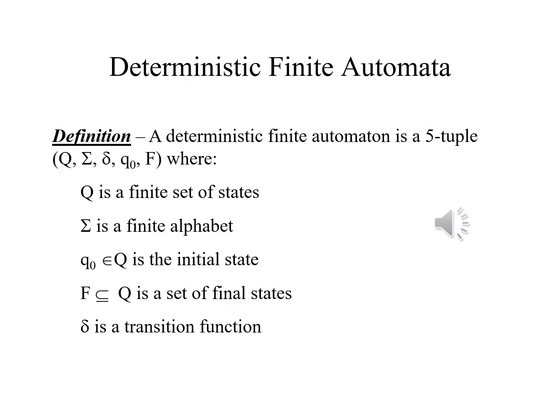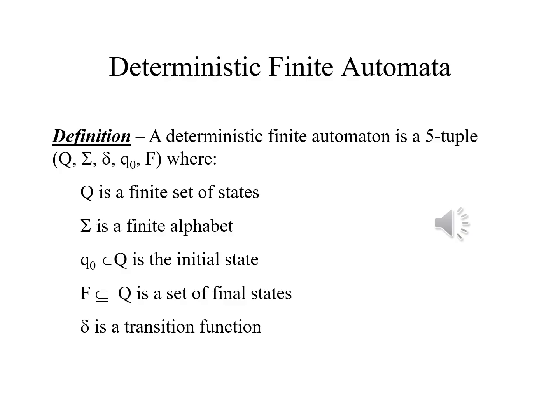Q is a finite set of states. While Q might be large, it is still finite. Sigma is a finite alphabet. Q0 is part of Q. It is one of those finite set of states, but it's the initial state where we will always start looking.